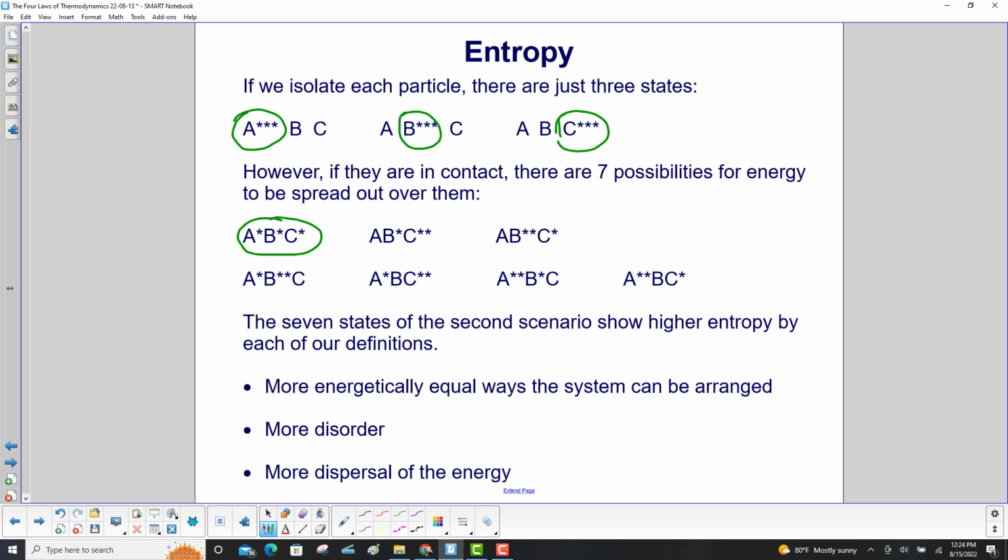They can each just take 1 unit. You can have 0 units, 1 unit and 2, and so on. You've got all these different ways to split that energy up. The 7 states of the second scenario show higher entropy by each of our definitions. We have more energetically equal ways the system can be arranged; in each case, they have 3 asterisks of energy. There's more disorder. And finally, the energy is dispersed over different objects, and it spreads out.